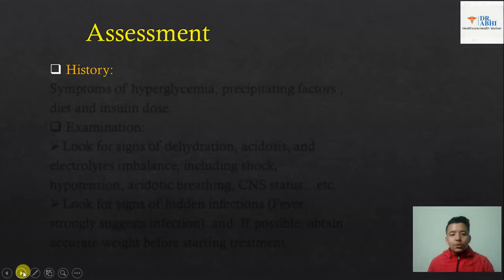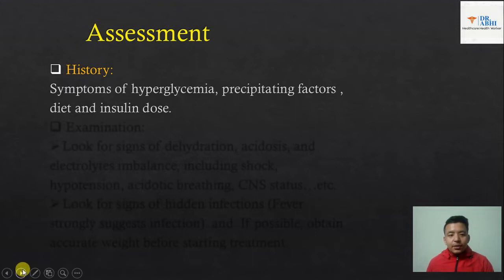Regarding the history, what needs to be asked? The symptoms of hyperglycemia, the precipitating factors that we have earlier discussed, whether the patient has diabetes or not, whether the patient is a sufferer of type 1 diabetes or not, and whether he or she has been using insulin or not. We have to consider that.